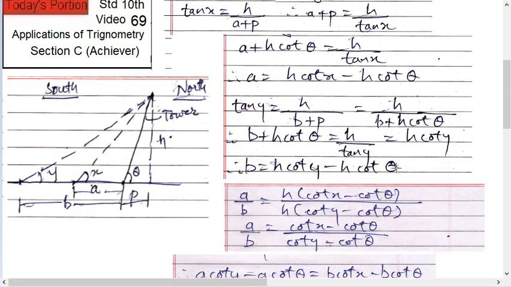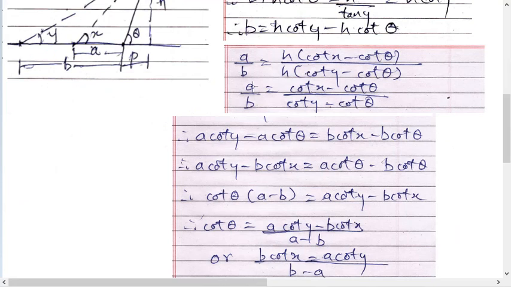Okay, next. Therefore a upon b equals to what? h into cot x minus cot theta upon h into cot y minus cot theta. h is gone, right? So cot x minus cot theta upon cot y minus cot theta, that is a upon b. Now solve this. Therefore a cot y minus a cot theta, cross multiplying, equals to b cot x minus b cot theta. Okay, we want theta, focus on theta only. So a cot y minus b cot x on one side and cot theta terms on the other side, equals to a cot theta minus b cot theta, right?